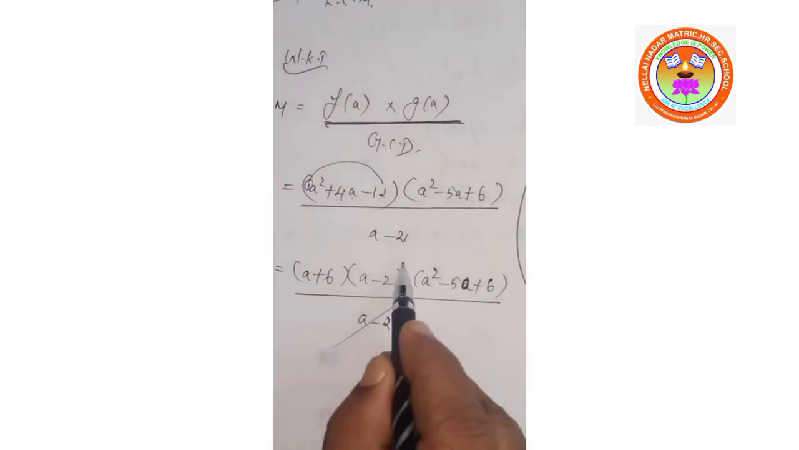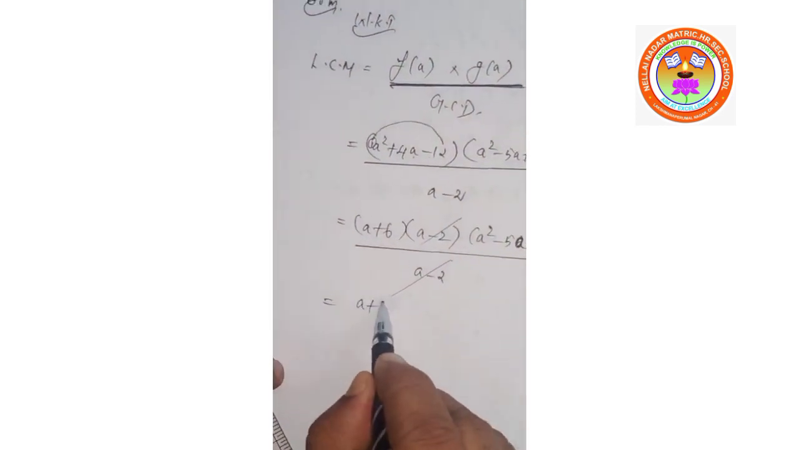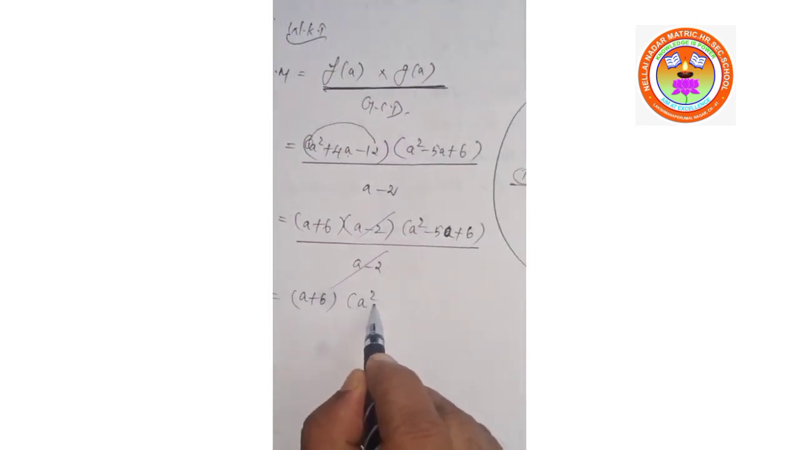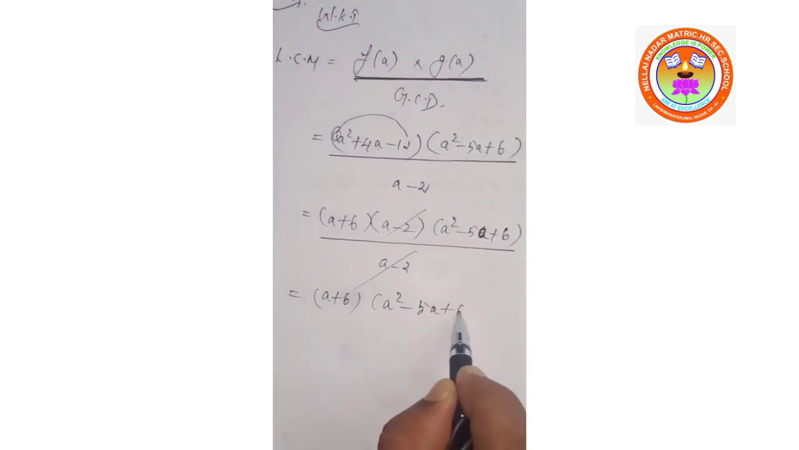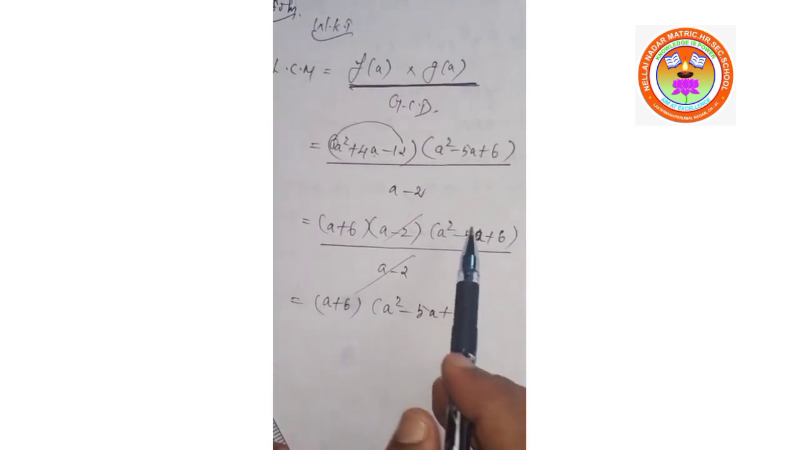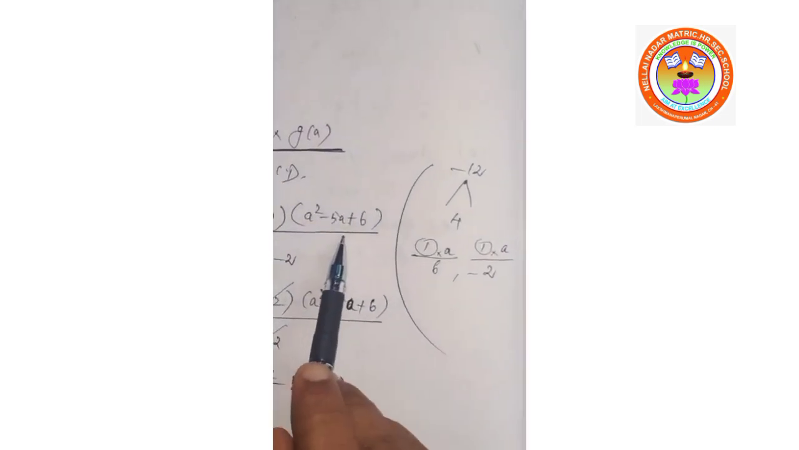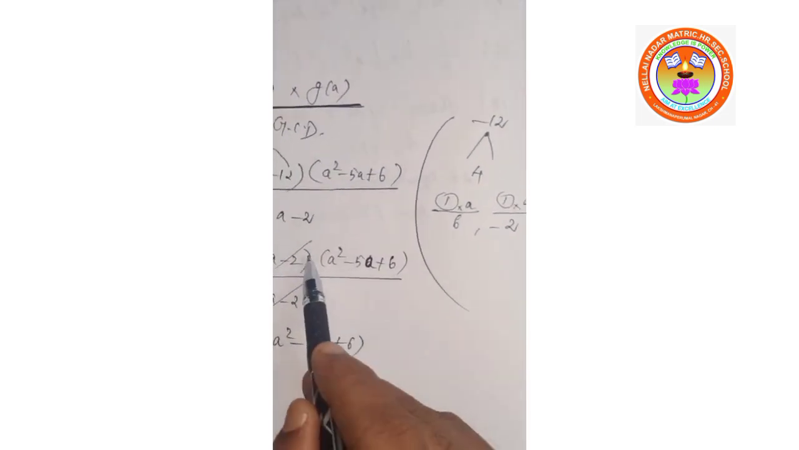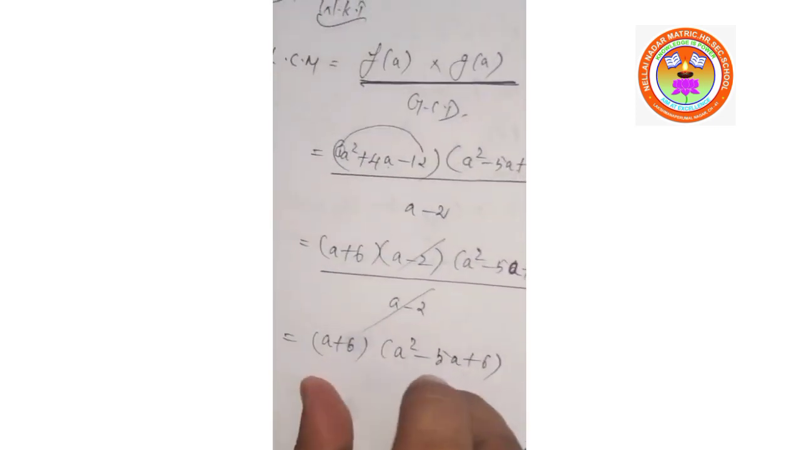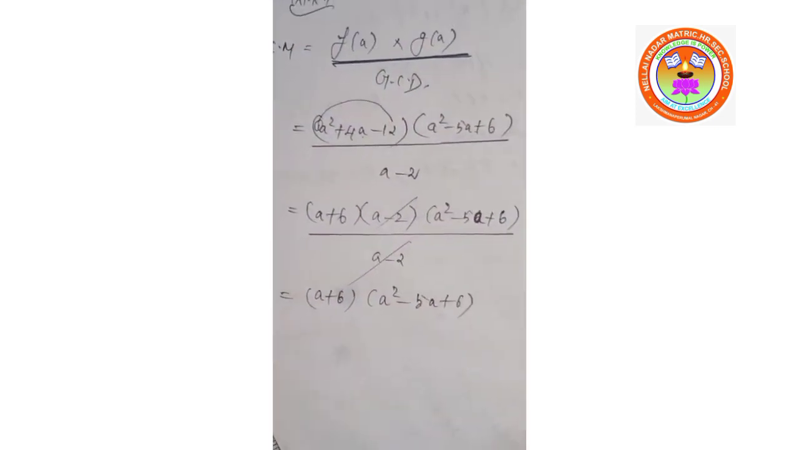Now a minus 2 get cancelled. So (a plus 6) into (a squared minus 5a plus 6). For factorizing, I have taken the first polynomial. Even you can take this second polynomial. Definitely a minus 2 and a minus 2 get cancelled. We are getting a different answer. That is also correct. Okay.